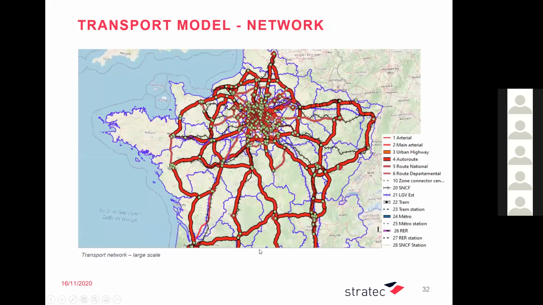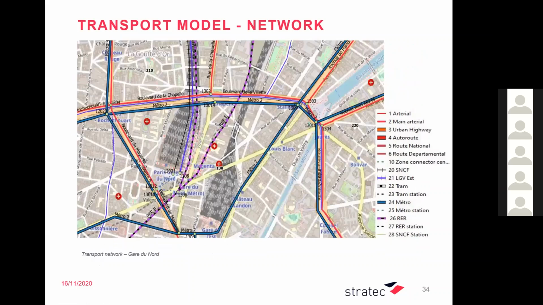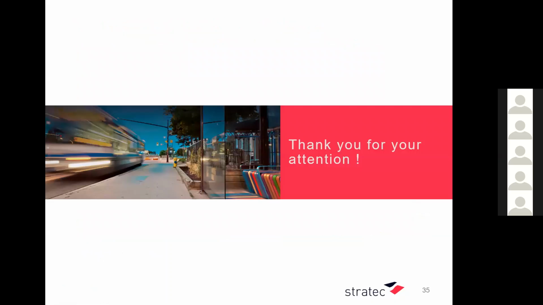And here you have a few maps, a few views on the network with closer and closer zoom. I will not read you the legend, but you can see that it is simplified, but it's still a large model. And this is the most detailed zoom on the Gare du Nord area within Paris. I think it is the last slide for my presentation. Thank you.